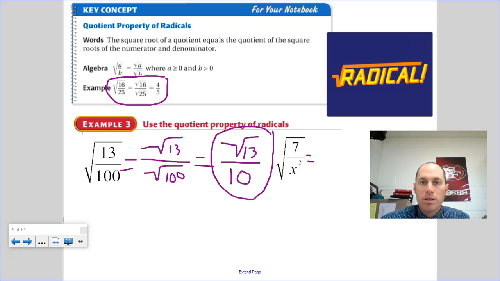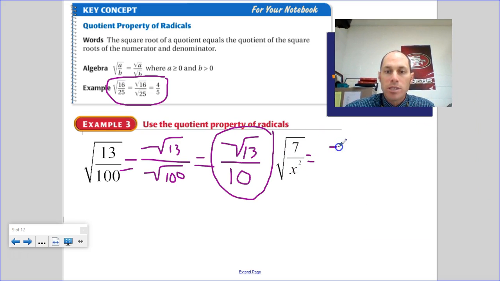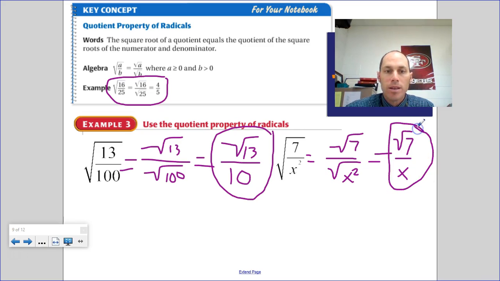Next example, we would say square root of 7 over square root of x squared. Square root of x squared in the denominator is x. Square root of 7 is not perfect, can't factor out, so it's just square root of 7. That's how we can use the quotient property.